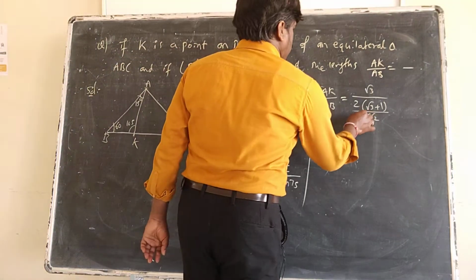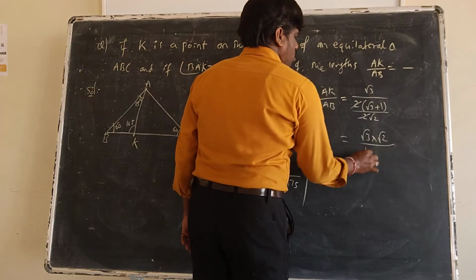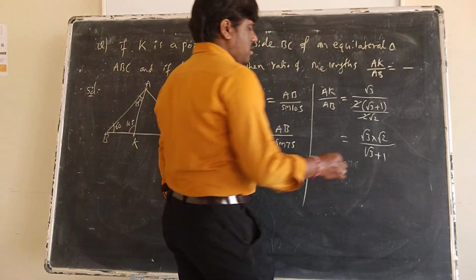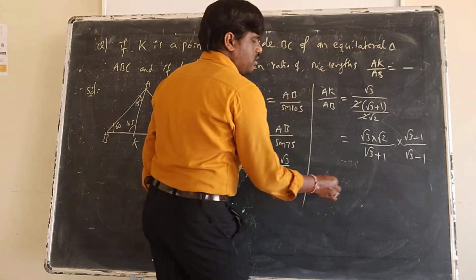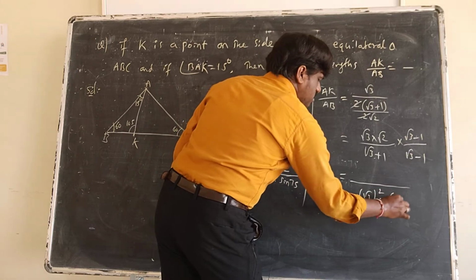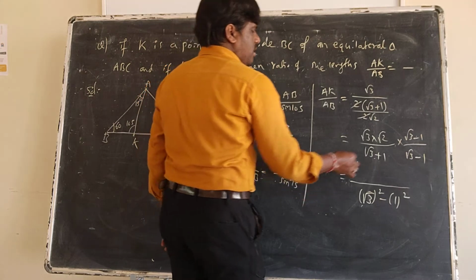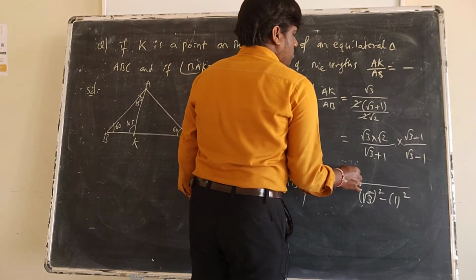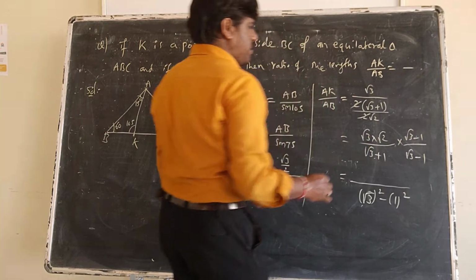So here this 2 cancels out. So I get on the top root 3 into root 2 by root 3 plus 1. Rationalize on both sides. So I get root 3 minus 1 by root 3 minus 1. So below what will come? A plus B into A minus B, root 3 square minus 1 square. This is I get as root 3 square minus 1 square. And on the top I get as, see this, I think root 3 plus 1 by root.